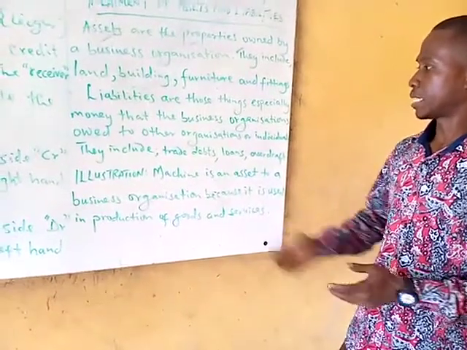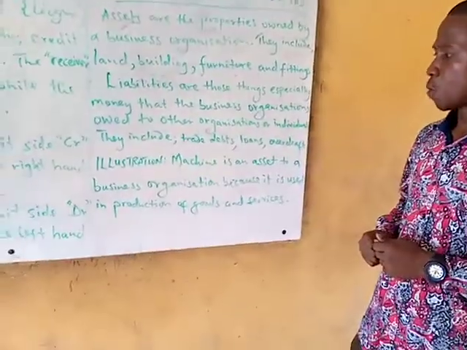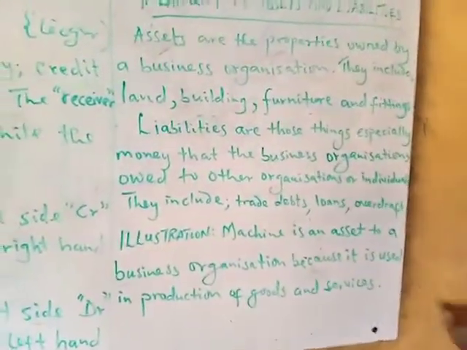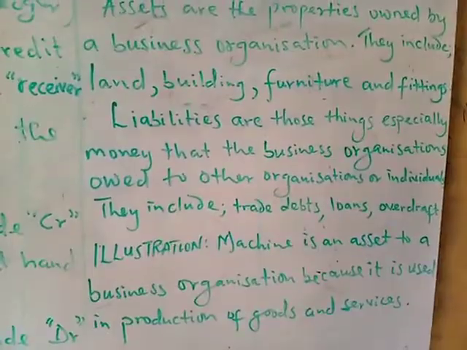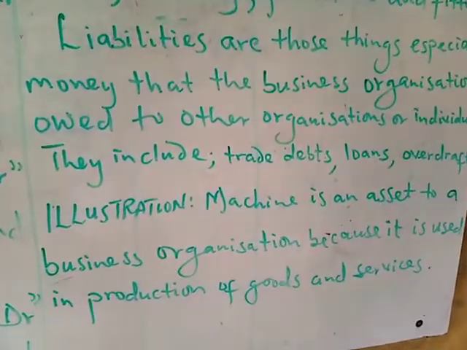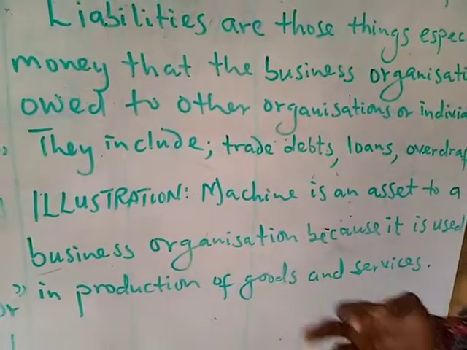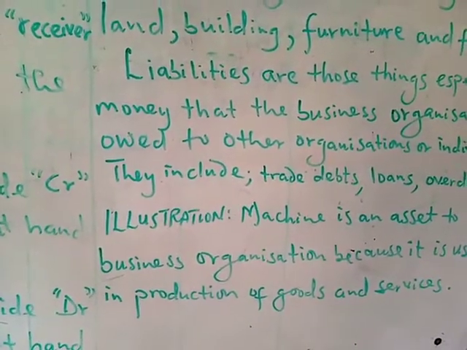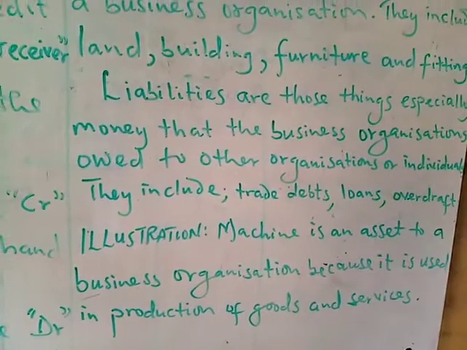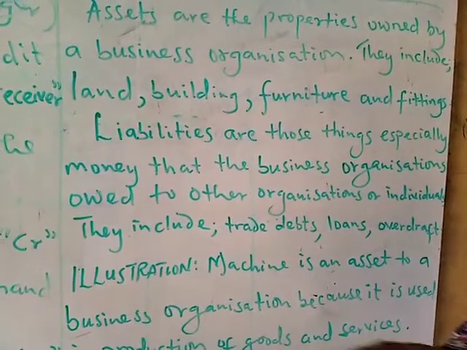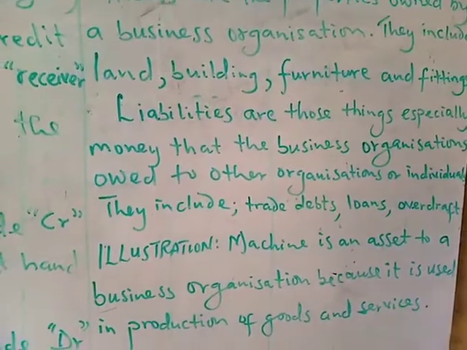And I will say that we'll move into our illustration. Now, to illustrate, we say a machine is an asset to a business organization, like we have said before, because it is used in the production of goods and services. Based on this, follow me as we go for the treatment of our first example.